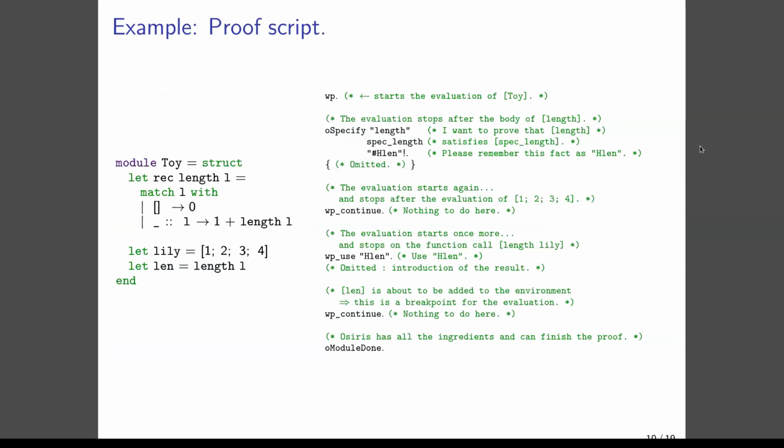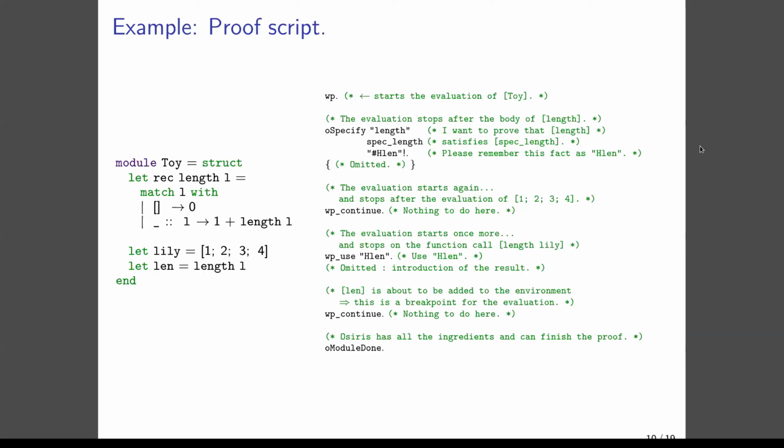In this example, you don't need to read all the comments of the proof script, but here is how a proof would go in Osiris. You would first launch the evaluation using the WP tactic. Then you would tell the tool that you want to specify the length function using ospecify, for Osiris specify. I've omitted the proof, which is by induction over the list. And then the evaluation will keep going with this function, and Osiris knows how it behaves.